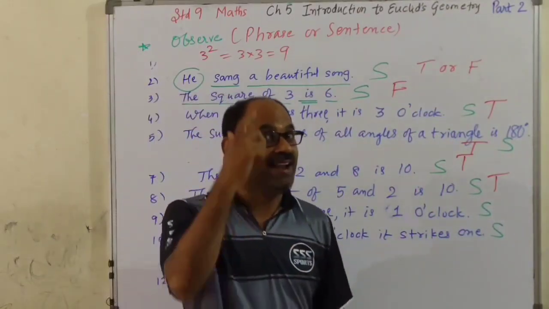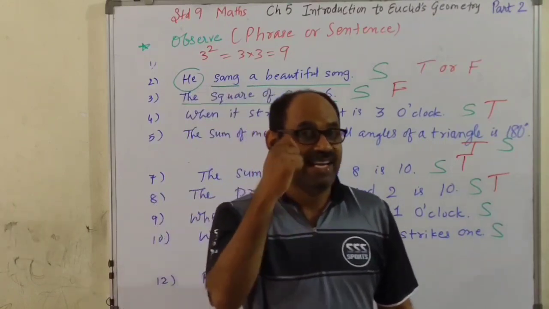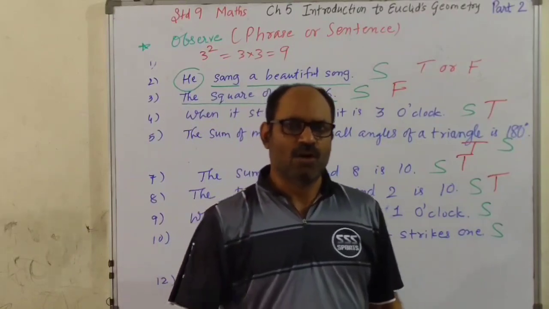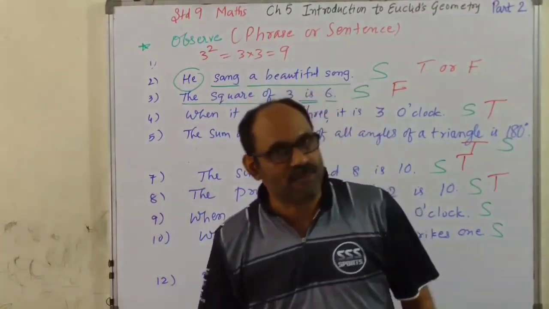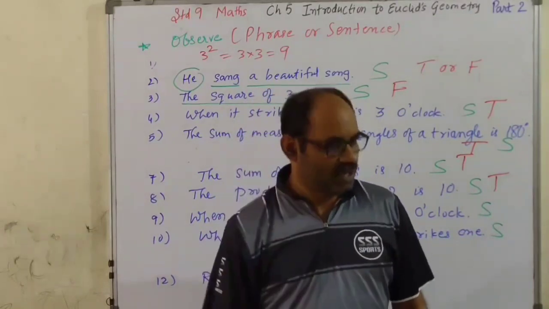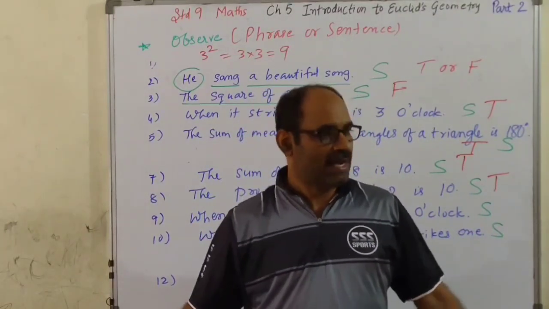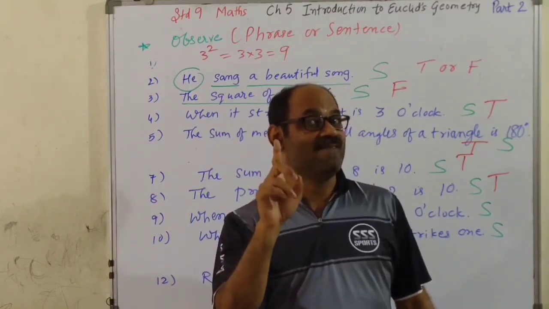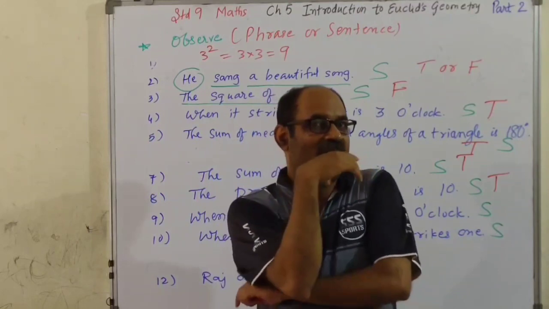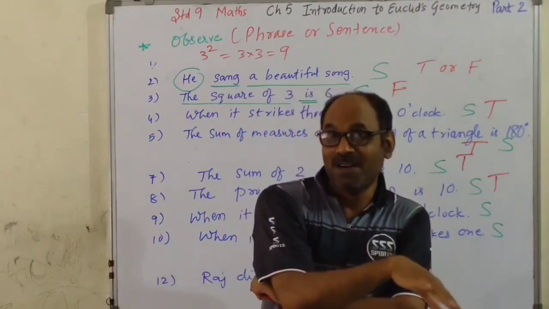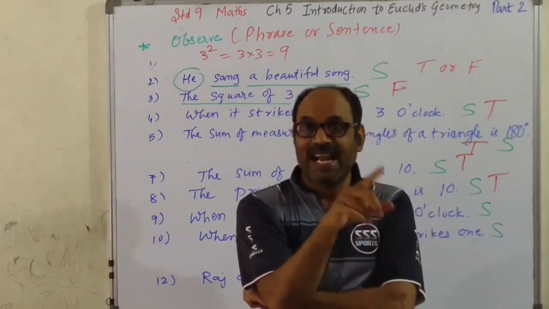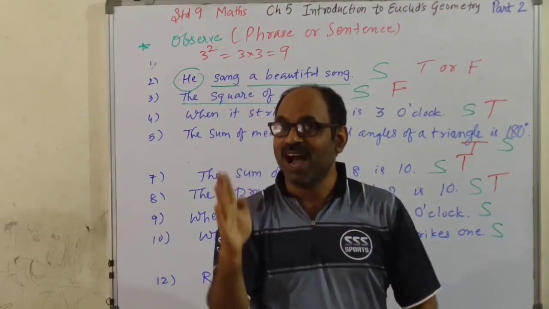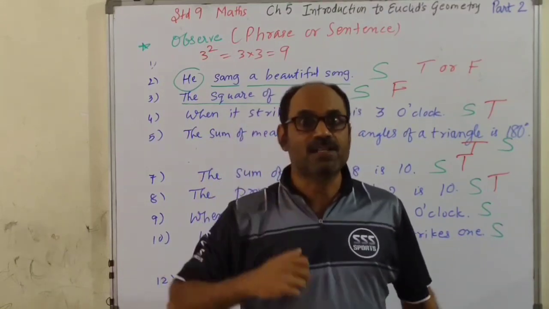When it strikes 1, now this is very interesting. When it strikes 1, it is 1 o'clock. Okay. When it strikes 5, 5 o'clock. When it strikes 3, 3 o'clock. When it strikes 12, 12 o'clock. When it strikes 10, 10 o'clock. But when it strikes 1, is it 1 o'clock? Maybe, may not be. Because even at 1:30, or 2:30 or 3:30, meaning half past any time, it strikes 1.